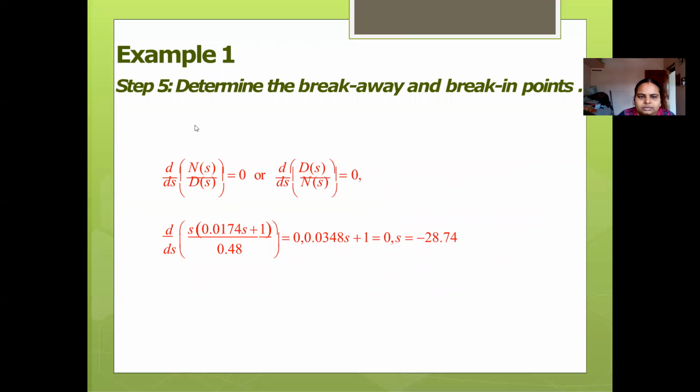Then determine the breakaway points and break-in points. Here it is going to be only break-in points. Therefore, you just go with d by ds of numerator to denominator, and that is going to be equal to 0.